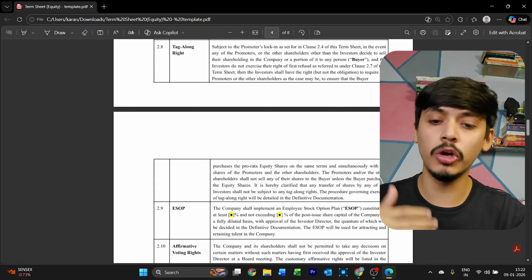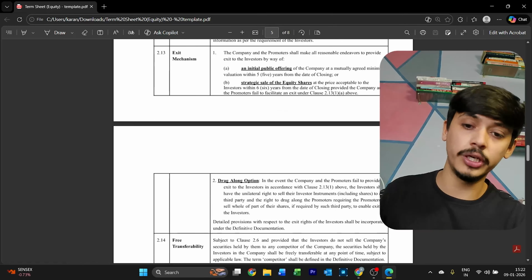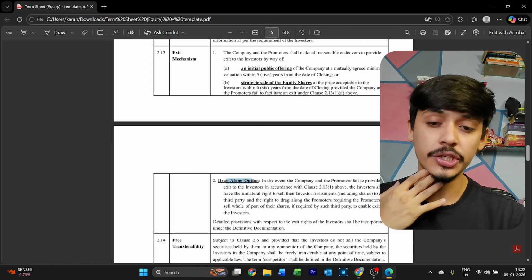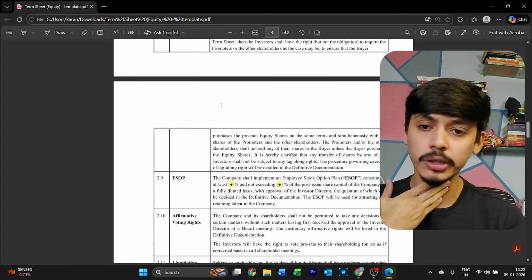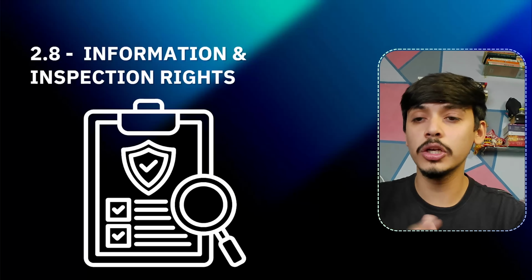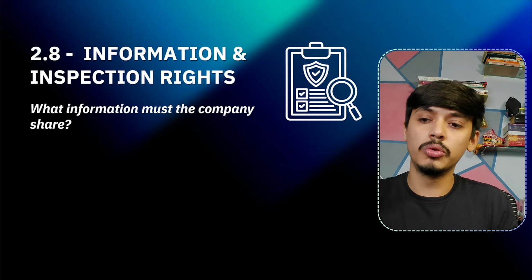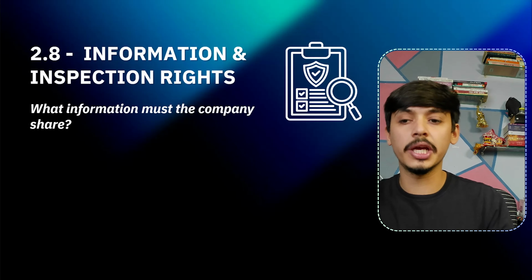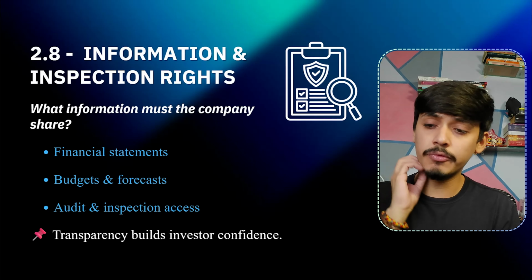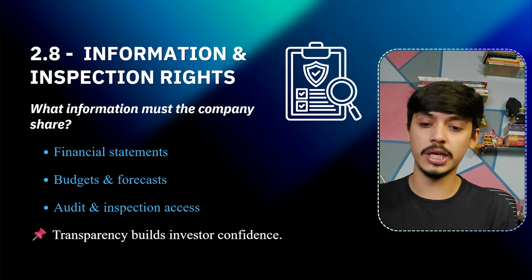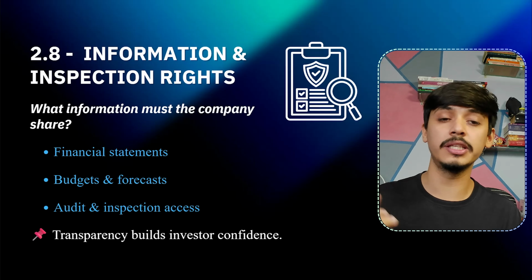And in drag along, we already saw that they can drag minority shareholders when they want to sell out their shares. In drag along, the majority shareholders benefit, and in tag along, the minority shareholders benefit. So the final clause that we have is information and inspection rights, which gives investors the right to the information that the company should share. So here the financial statements, budgets and forecasts, audit and inspection access should be given to the investors so that it builds transparency and the investors have confidence that the business can grow.